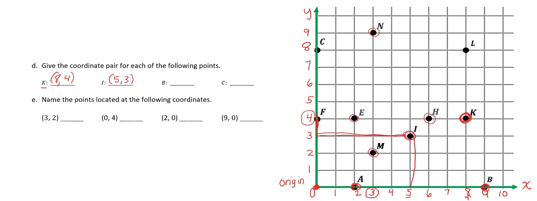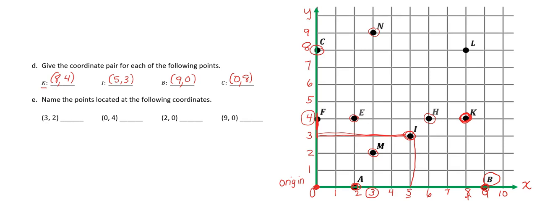Now let's find point B. Point B was on the x-axis. So we went over 9 to get to point B, but because it stayed on the x-axis, we'll put a 0 for the second coordinate. So we went over 9, but we didn't move up any units. So the pair is 9, 0. Now let's find C. C was on the y-axis. So to get to C, we stayed at 0. We didn't move over on the grid, but we moved up 8 on the y-axis.